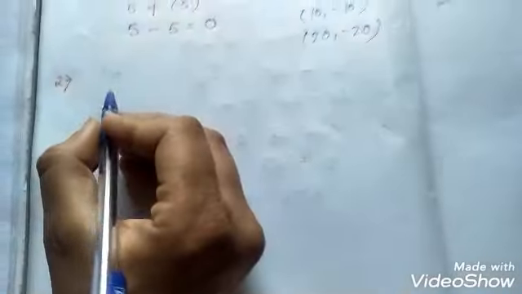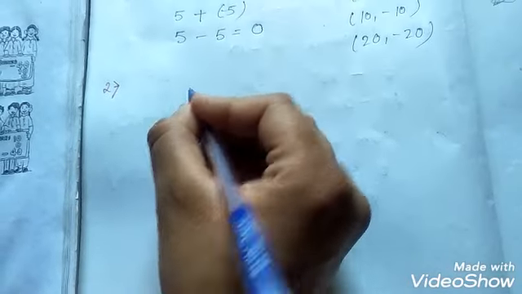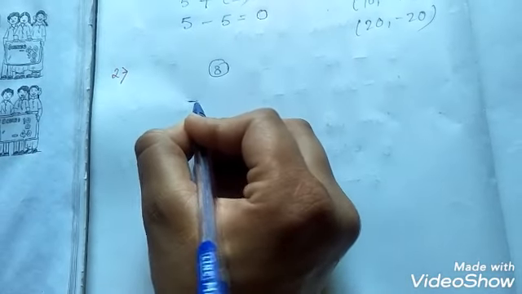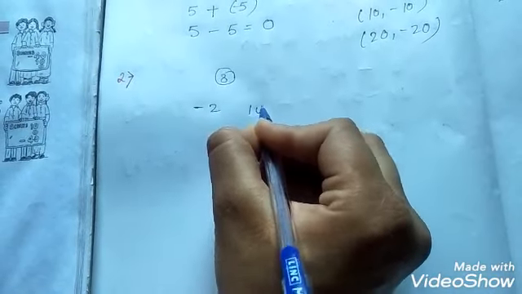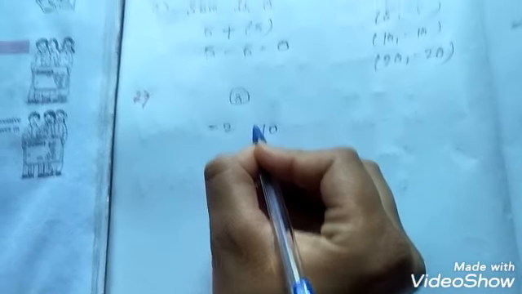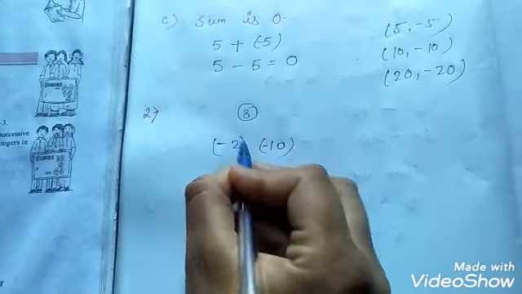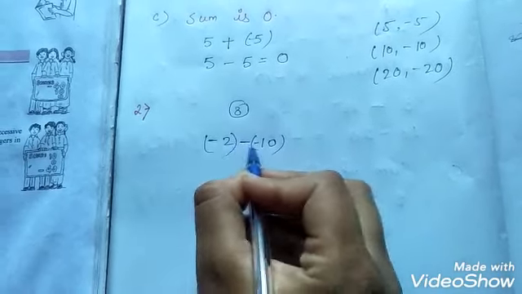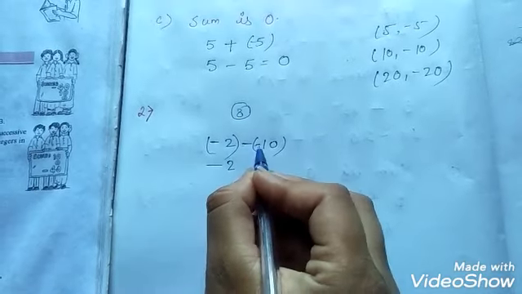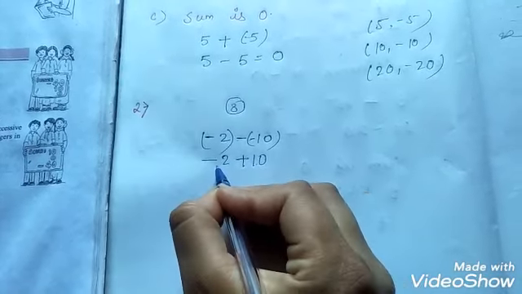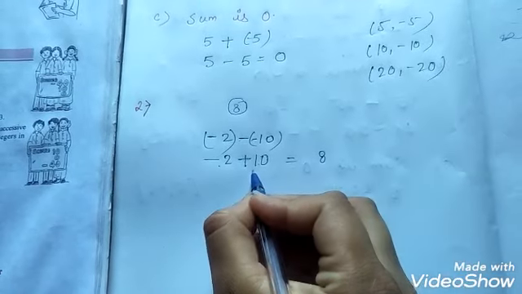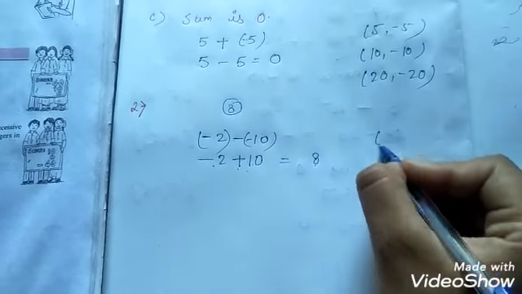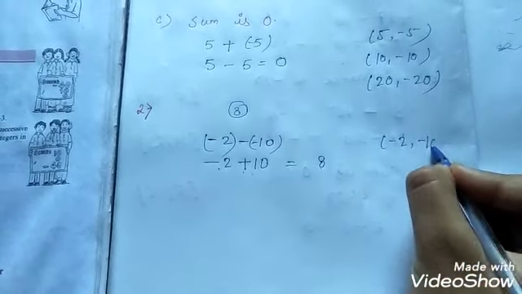So we take examples. We want plus 8. Minus 2 and minus 10. When we subtract these two negative integers, the answer will be positive. Minus 2 minus minus 10 is plus 10. 10 minus 2 is 8, and 10 is a greater number. Its sign is positive, so the answer will be positive. So the first pair is minus 2 and minus 10.